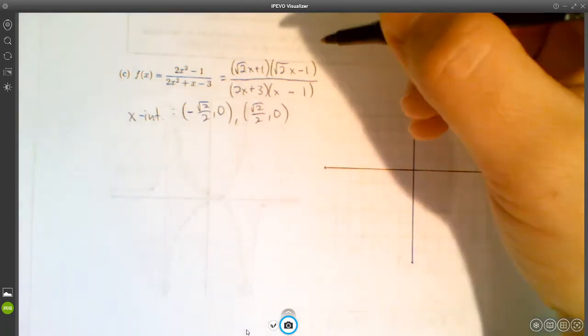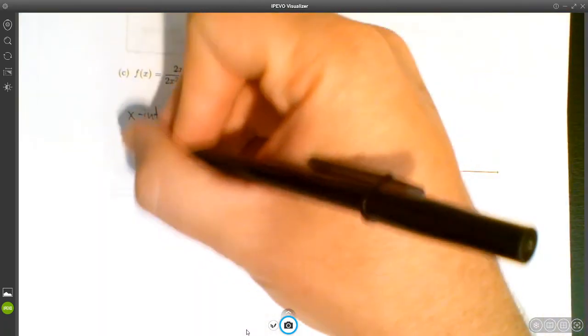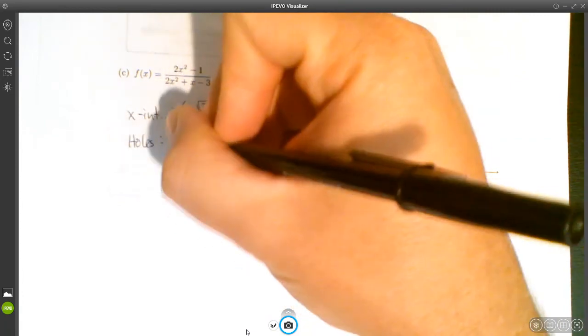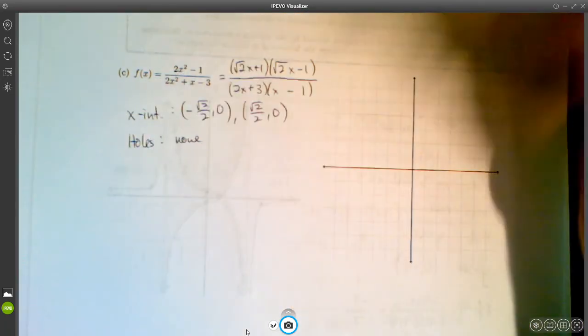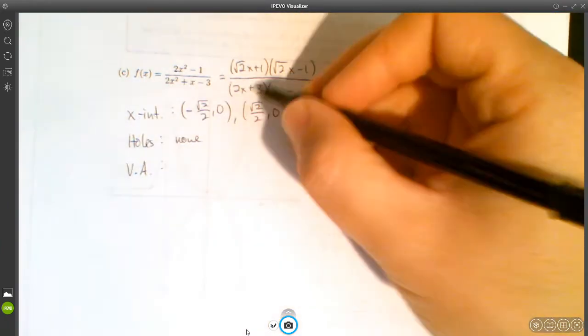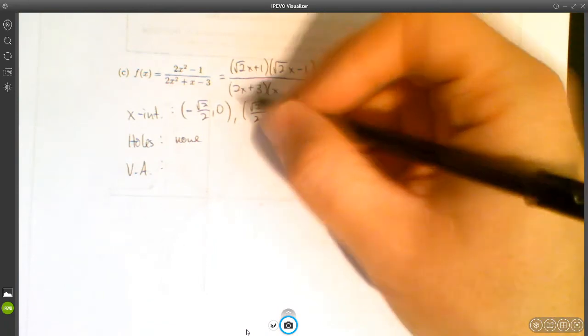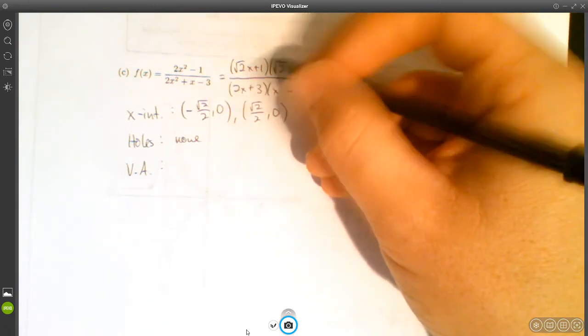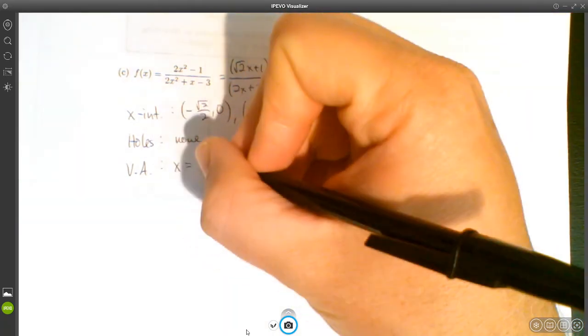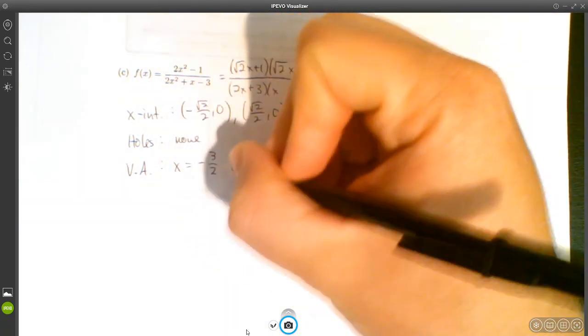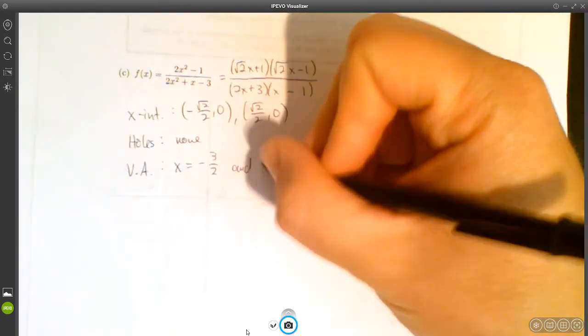We know that we've got no holes, because none of the zeros in the denominator are going to cancel with anything in the numerator. But we do have a couple vertical asymptotes, right? One of the vertical asymptotes, if I solve this for 0, I would subtract 3, then divide by 2. So I get negative 3 halves, right? So I've got a vertical asymptote at negative 3 halves and at 1.